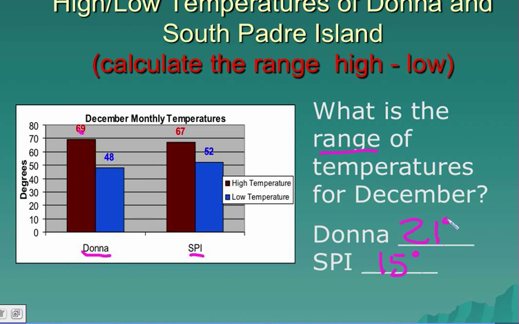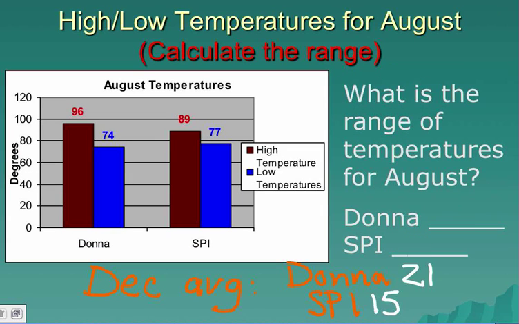Okay, so Donna has a change of 21 degrees within December. South Padre Island has a 15 degree range in December. Looking at the August information, we have our December data still posted here. Looking at the August information, Donna's range, if I subtract these from each other, the range here would be 22 degrees, and South Padre Island would be 12.